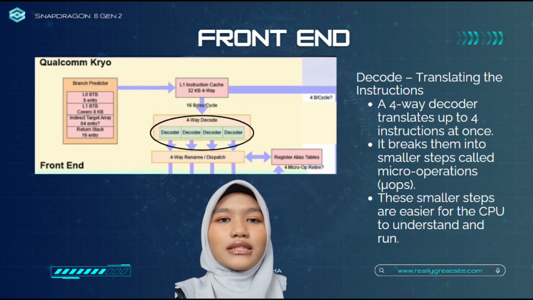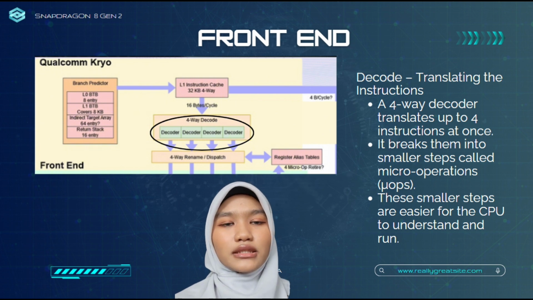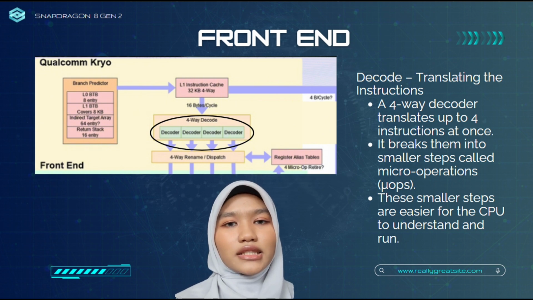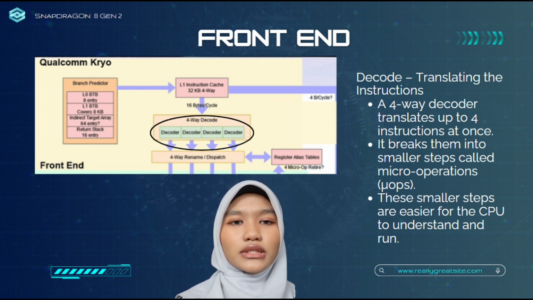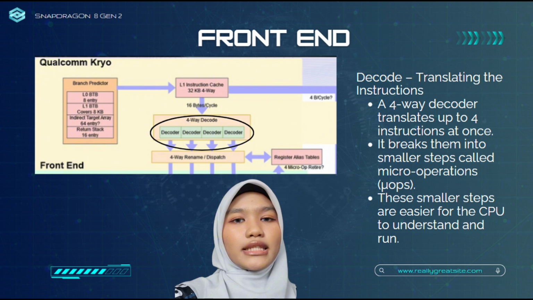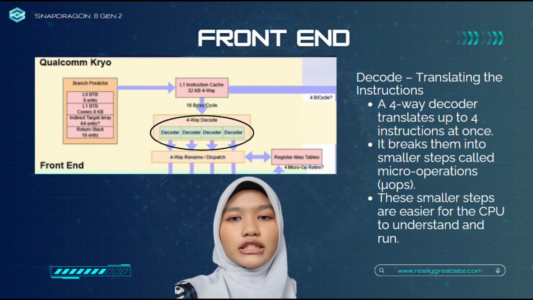After fetch, the CPU decodes the instruction. This means it translates complex instructions into smaller pieces called micro-operations, which are easier to handle. It uses a 4-way decoder so it can decode up to 4 instructions at once.